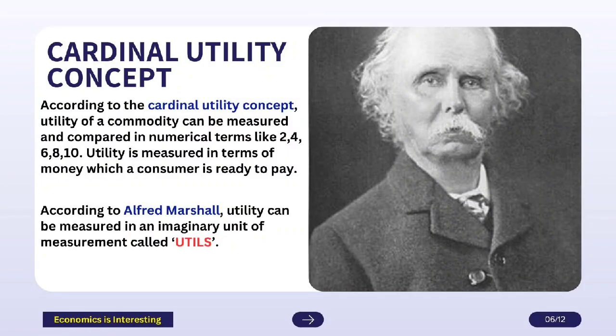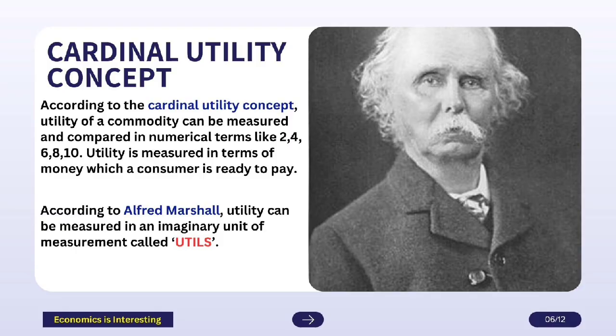In economics, utility means satisfaction. Now, according to the cardinal utility concept, satisfaction can be measured in numbers. This means we can say how much satisfaction we get using figures like 2, 4, 6, 8, or 10. The higher the number, the greater the satisfaction. So the economist Alfred Marshall explained that the utility can be measured using an imaginary unit called utils.